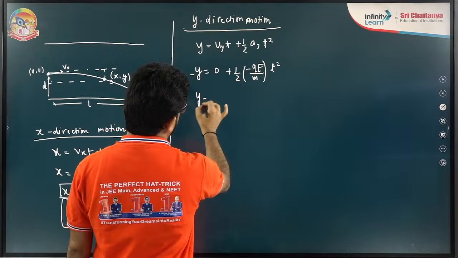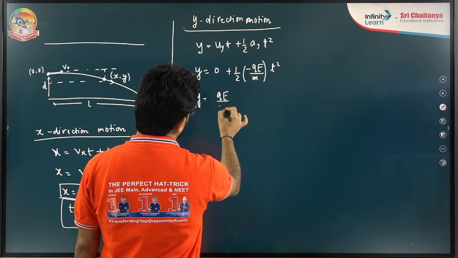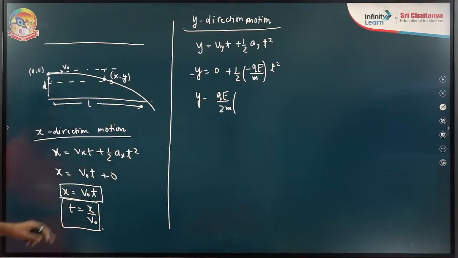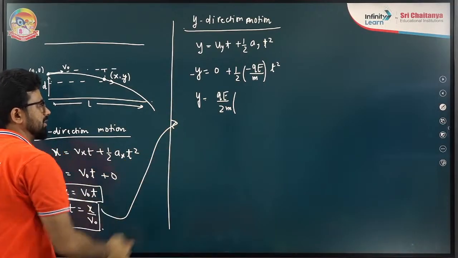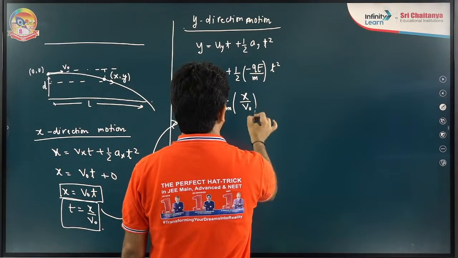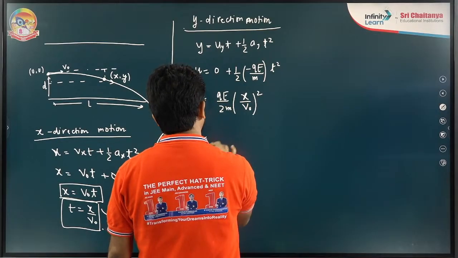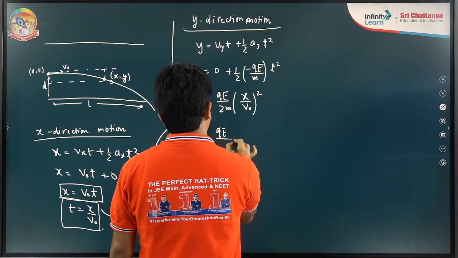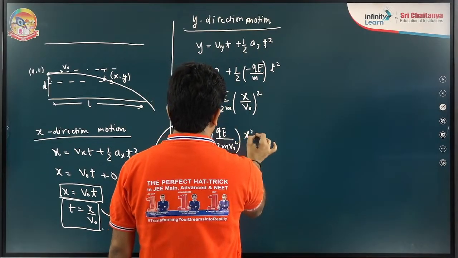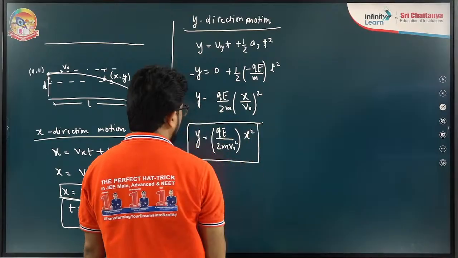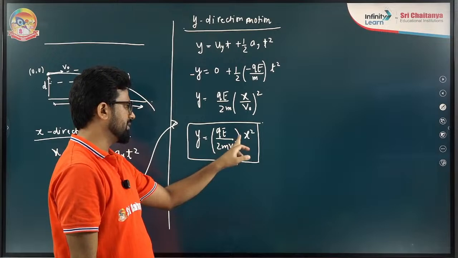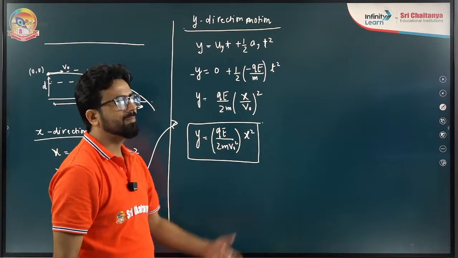So this y is equal to qE by 2m into the time value, which I can place from here. If you put the time value, t equal to x by v naught, whole square, that means y equal to qE by 2m v naught square into x square. If you see clearly, this whole bracket is a constant. So y equal to a constant into x square. This is nothing else but a parabola.